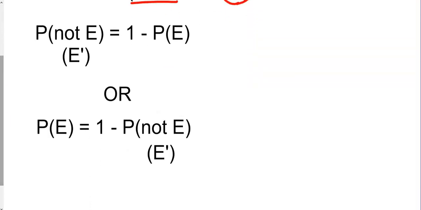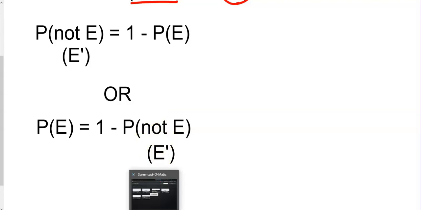So there are 2 quick formulas that we can talk about when we talk about the complement of an event. We can talk about the probability of not E. If you want the probability of not E, all you got to do is take 1 minus the probability of the event actually happening. Or you can reverse that. If you want the probability of an event actually happening, you can take 1 minus the probability of the event not happening.